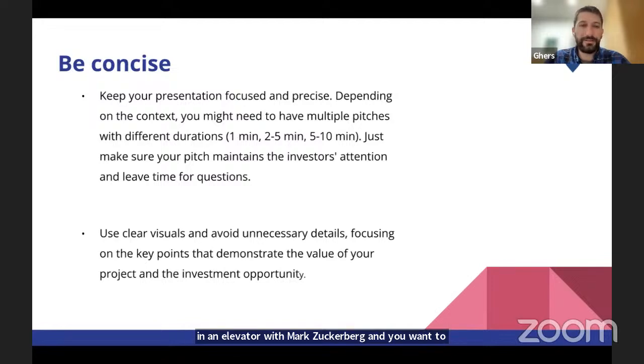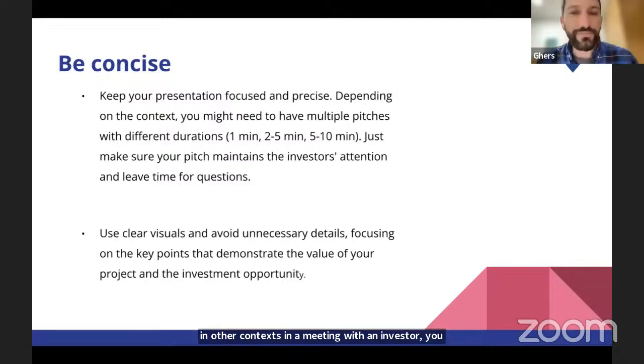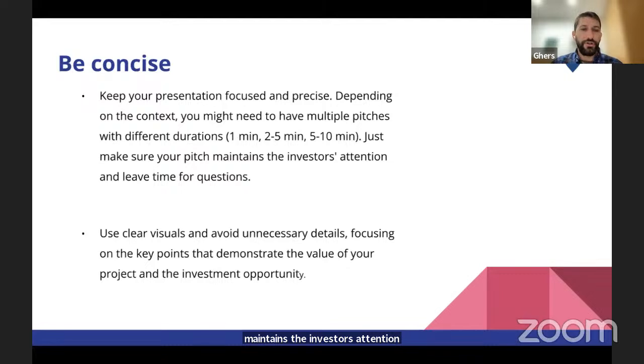But depending on whether you're in a pitch competition or a pitch event like the StartupBlink one, you might have between 2 and 5 minutes. In other contexts, in a meeting with an investor, you might have between 5 to 10. But more than 10 minutes would, in general, be too much. The idea here is to make sure that the pitch maintains the investor's attention and leaves time for questions.